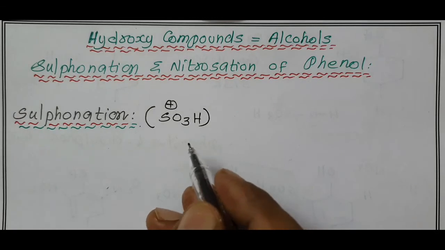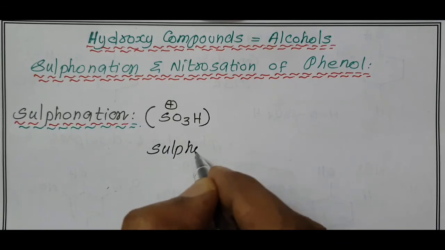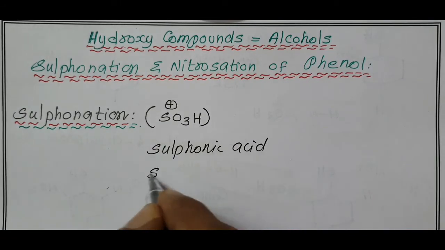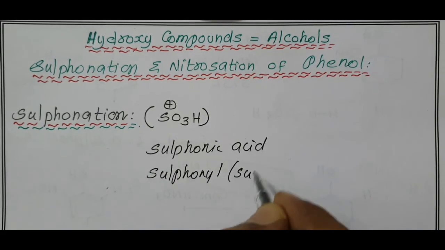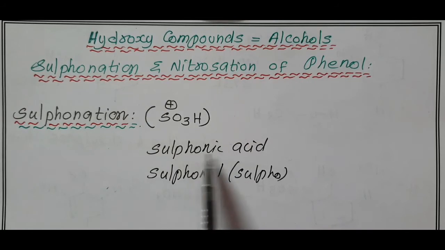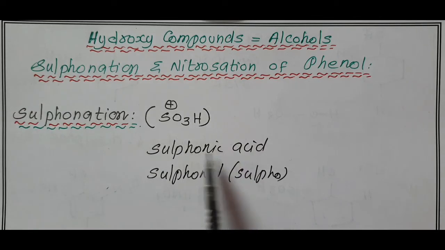SO3H has two names. One is sulfonic acid. Another name given to SO3H is sulfonyl group or sulfo group. In all aromatic sulfonation, the name sulfonic acid is used: compound name first, followed by sulfonic acid. Only in benzoic acid sulfonation do we use the word sulfonyl or sulfo.